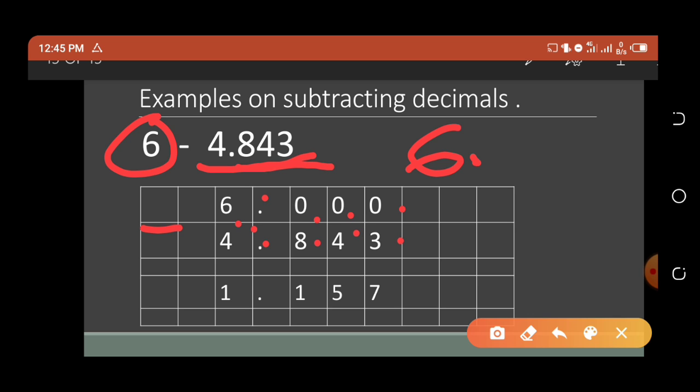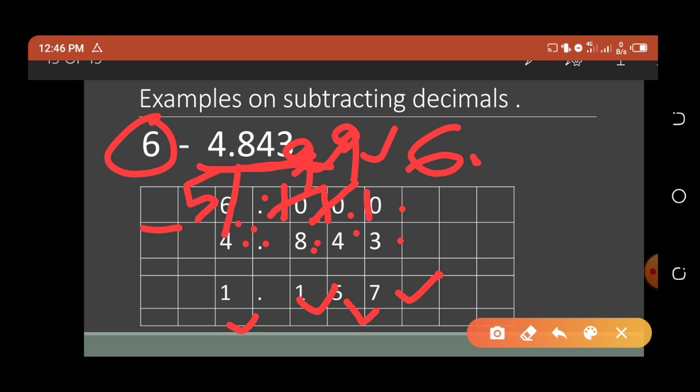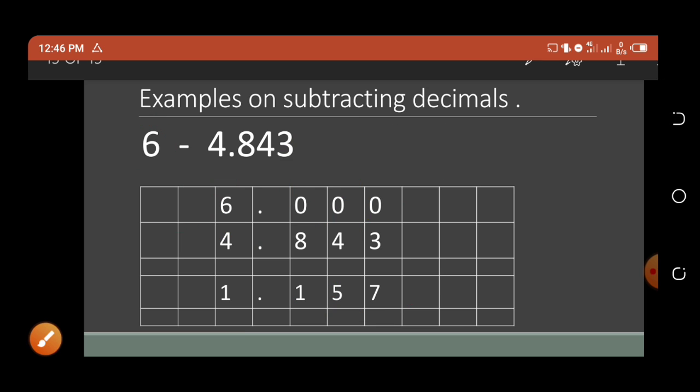Now I can subtract. I borrow 1 from this 6, this becomes 5. I put it here, this becomes 10. I borrow 1 here, it becomes 9. I put it here, this becomes 10. I borrow 1 here, it becomes 9. I put it here, this becomes 10. 10 minus 3 will give me 7. 9 minus 4 will give me 5. 9 minus 8 will give me 1. And then this 5 here minus 4 will give me 1. My answer is 1.157.